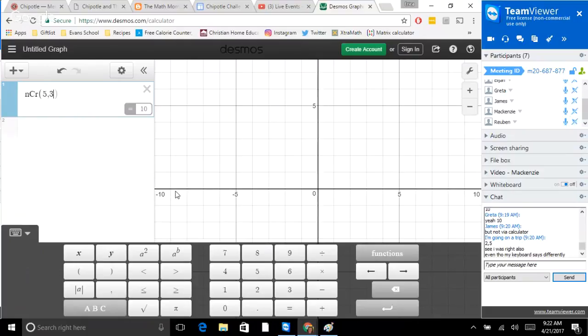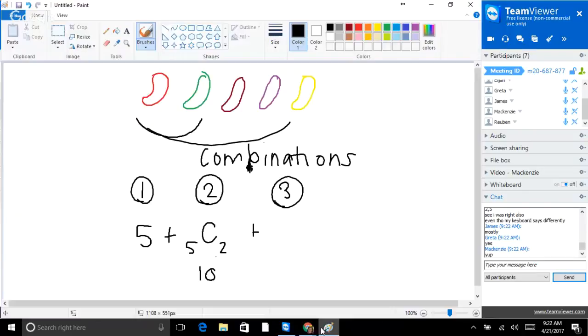You guys still there? Mostly. All right. Are you okay with 10 combinations for 3 jelly beans? All right. So we have 10 combinations of that. Okay, good. It just got really quiet for a second. So we've got 5, combination 3, and that's 10.